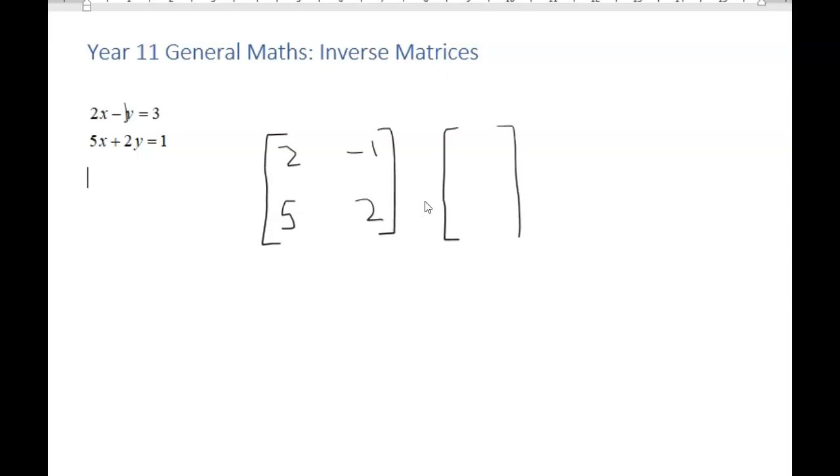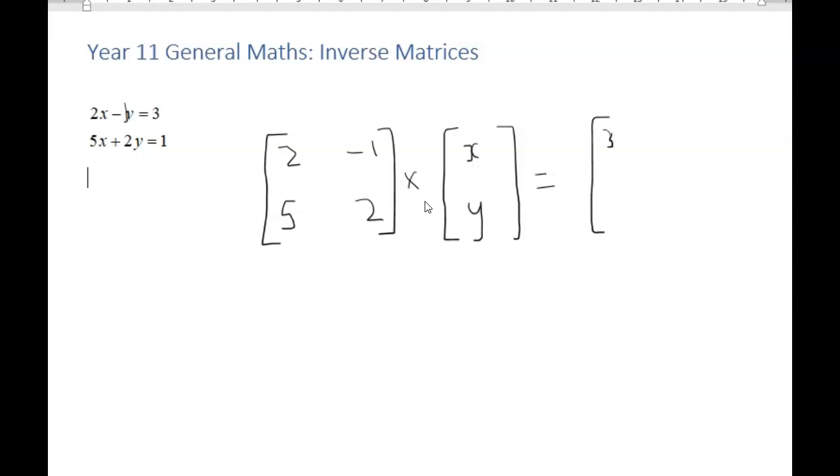If your variables are written x, y, then you write them in that order here, x, y. If they were y, z, you write y, z. If they were t, q, you write t, q. But they all have to be in the same order. And we're going to be multiplying that, and then it's equal to your constant. So we've got 3 and 1.